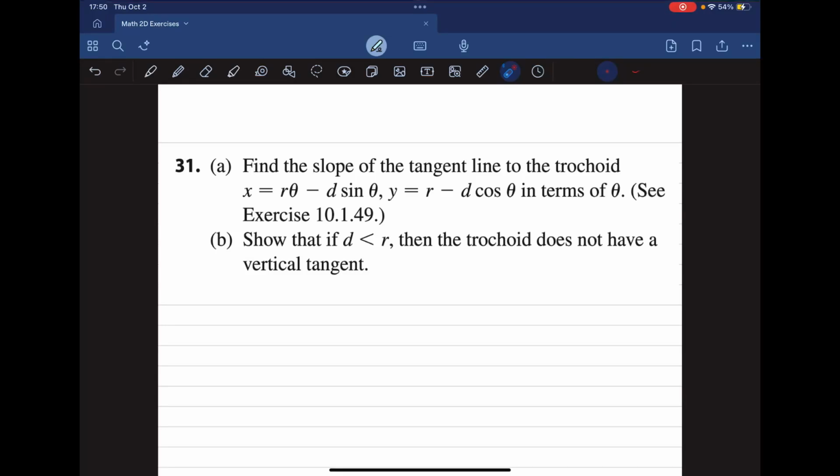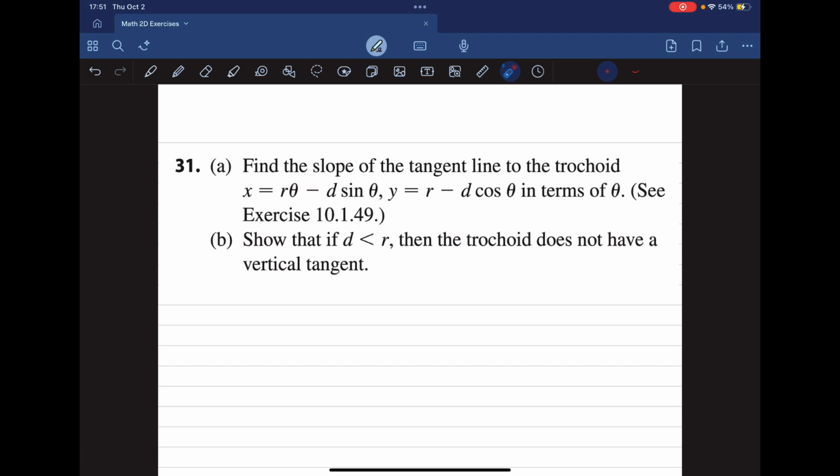Hello. In this video, I'm going to be solving problem 31 from section 10.2 of James Stewart's Calculus Early Transcendentals. The problem reads as follows. Find the slope of the tangent line to the trochoid with parametric equations given here. And we want to find the slope in terms of theta. And they tell us to see exercise 10.1.49.